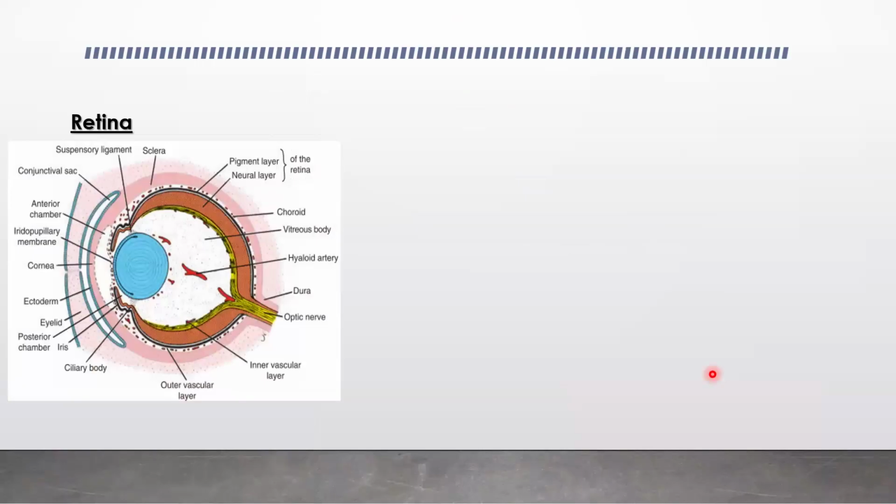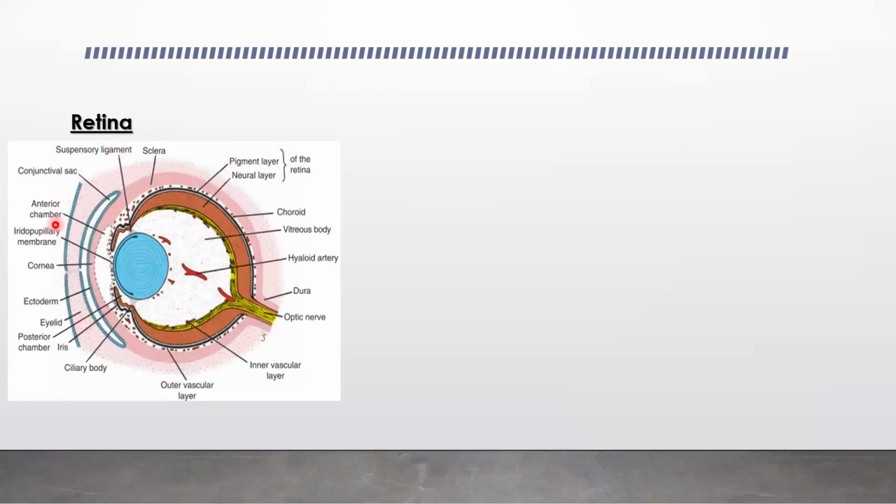So you talk about the retina. Remember, the eye has three tunics: an outer fibrous, a middle vascular, and an inner neural one. So we talk about the retina. The retina is actually this one in yellow, you can see it here. This is now the hyaloid artery that is obliterating, as you can see.